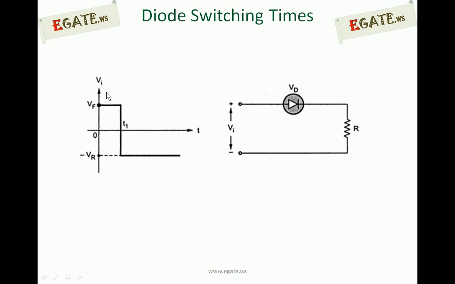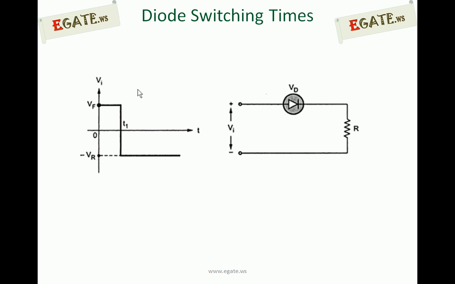Assume that this positive voltage is sufficient to keep the diode under forward bias, and just before t is equal to t1, the diode has reached steady state under forward bias, and at t is equal to t1 the input signal is changed such that the diode should go into reverse bias and it should reach steady state under reverse bias.